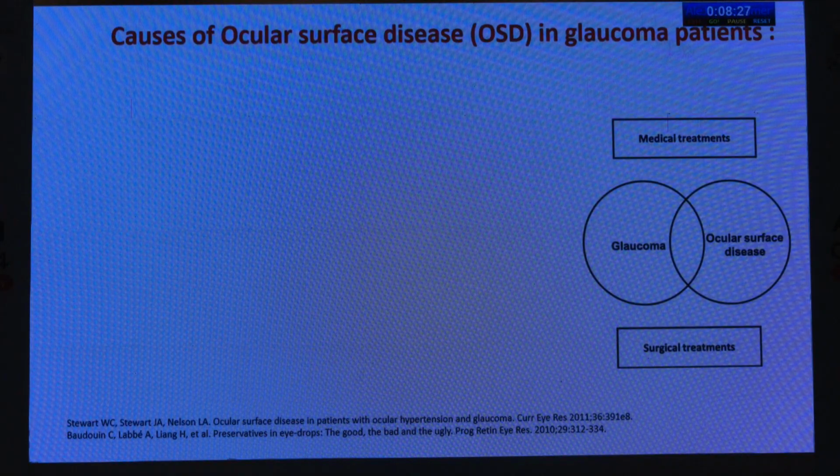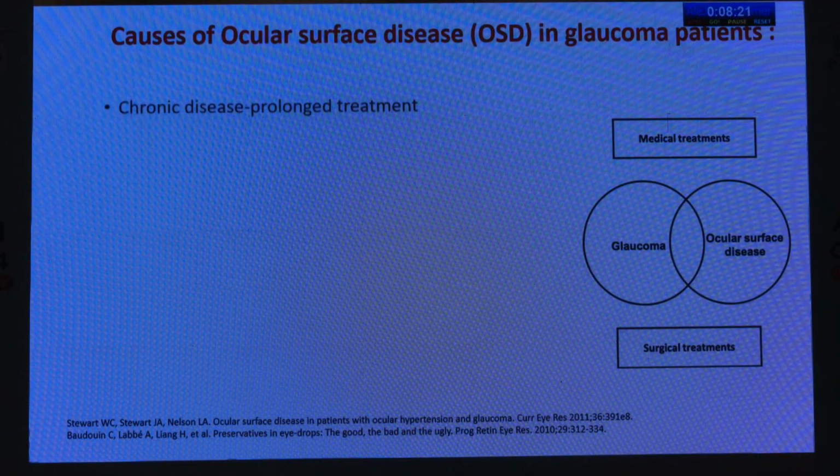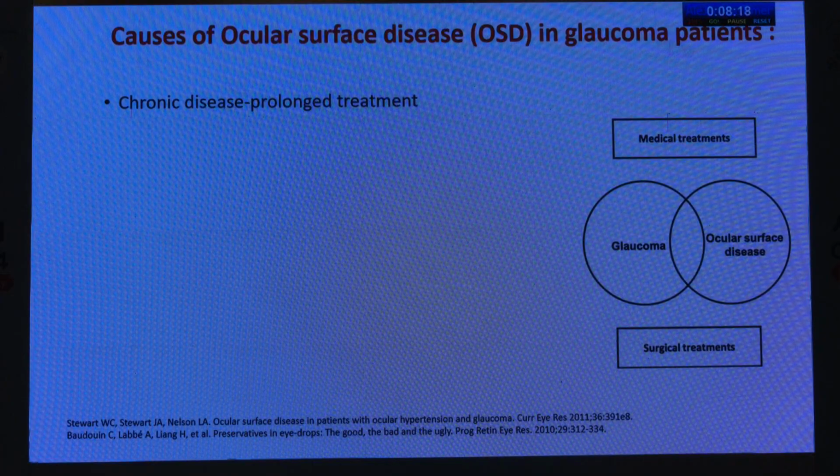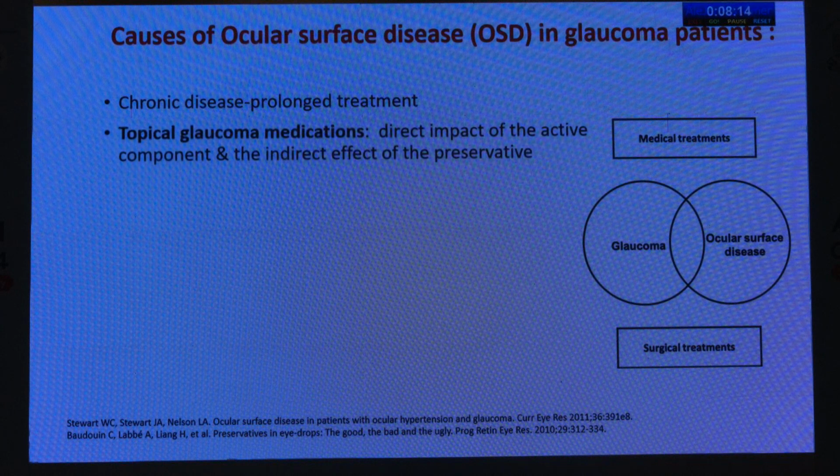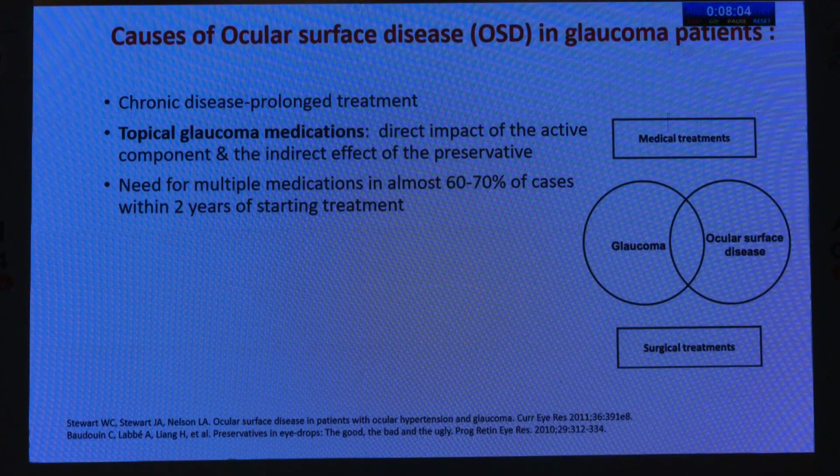Now, coming to the causes of ocular surface disorder in glaucoma patients, it could be due to the medical treatment or the surgical treatment. First of all, glaucoma requires a prolonged treatment as it is a chronic disease. Then the topical glaucoma medications have an active compound and a preservative. The active component causes the direct impact and the preservative causes the indirect impact. The need for multiple medications is required in most of the cases within 2 years of starting the treatment.